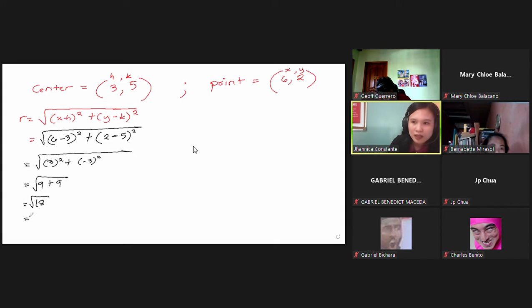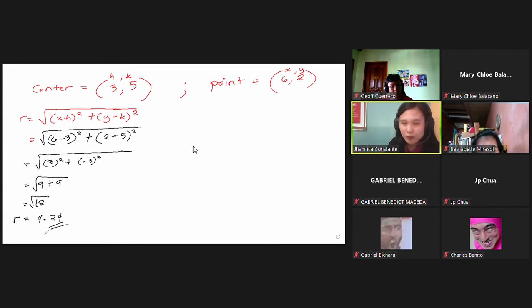Square root of 18, which is equal to 4.24. So that is our radius. Since we have the radius, we can now proceed in writing the equation of the circle in standard form. The equation is x minus h squared plus y minus k squared equals radius squared. So no need to change the x and y.